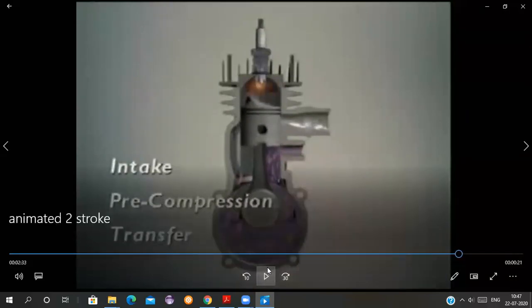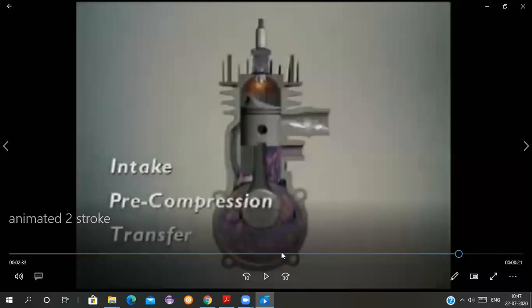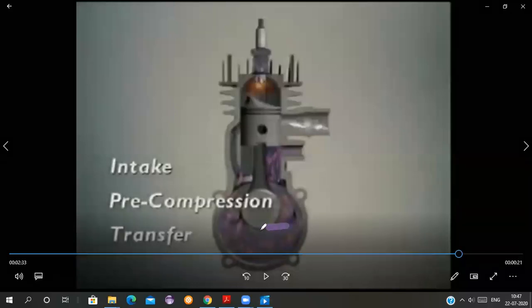Below the piston, what is happening? Intake of the air fuel mixture inside the transfer port. Here is the transfer port. Pre-compression means what? The air fuel mixture is compressed here, inside the crankcase. This is called pre-compression because most of the air fuel mixture is compressed here, and then it is sent inside the combustion chamber where it is allowed to compress more.